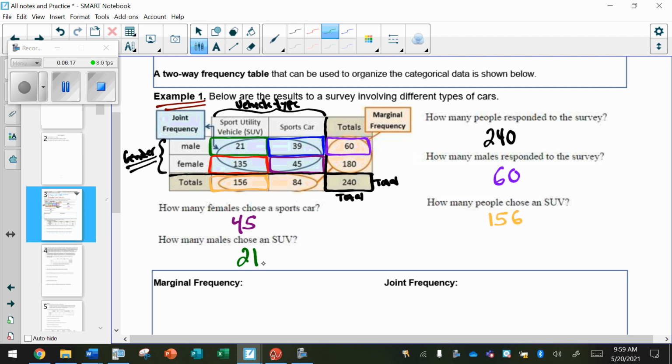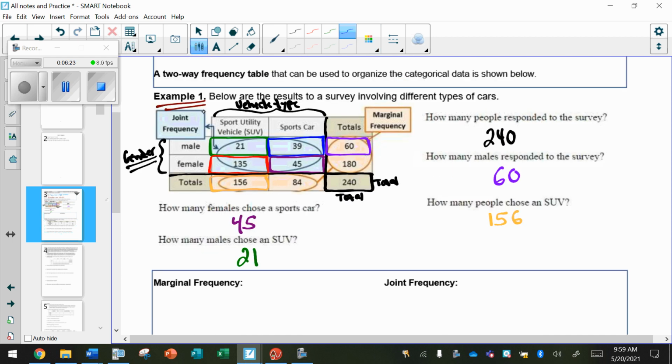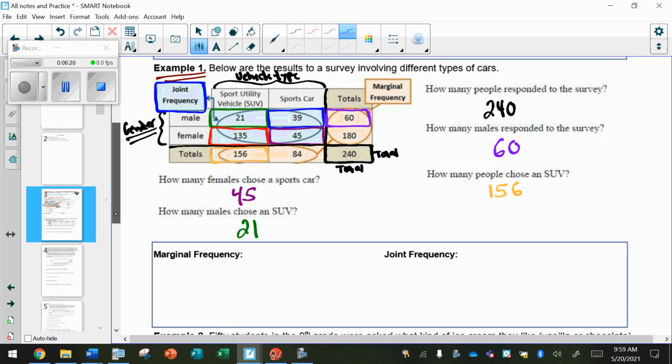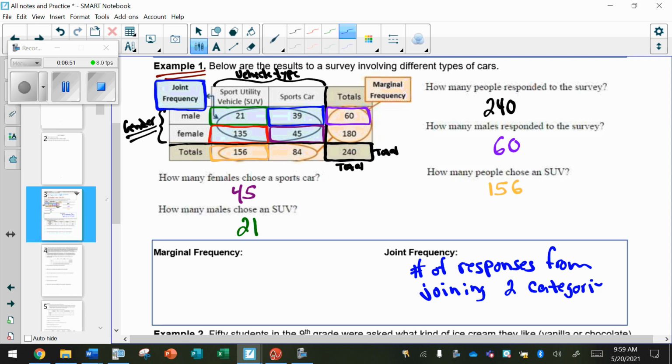Okay. Now there's two types of frequencies that I just talked about. There is the joint frequency, and the joint frequency joins two categories and gives me the number of that combination of categories. That's the number of responses from joining two categories. As far as our table is concerned, those are the inside cells.